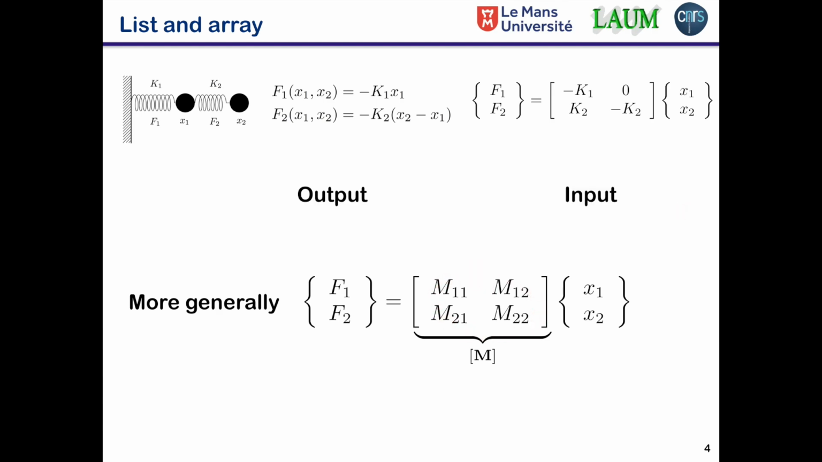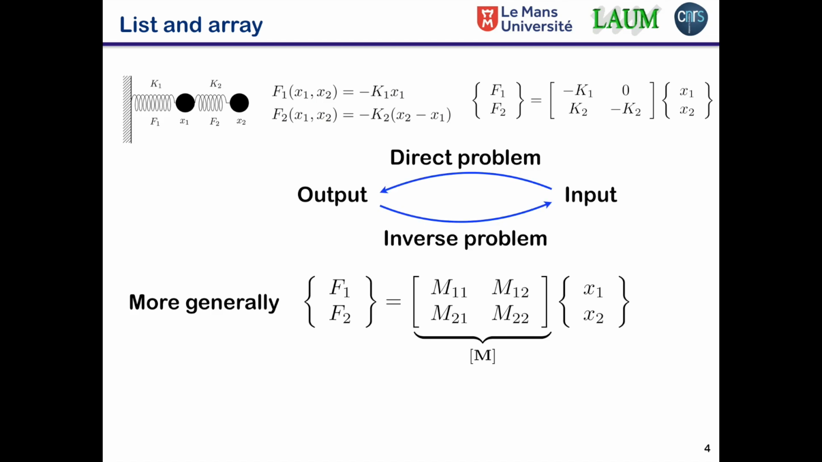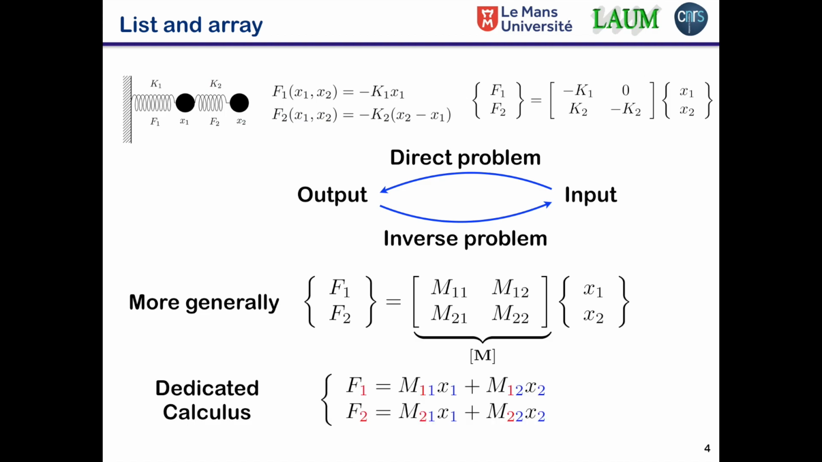When we obtain the output as a function of the input, this is called a direct problem. When we know the output and want to know the input, suppose we know the restoring force in the spring and want to determine the displacement, then we need to solve an inverse problem. The inverse problem is not always solvable, and we will come back to that later on. Of course, this is a rewriting of the relation: F1, F2, the matrix of coefficients, X1, X2.